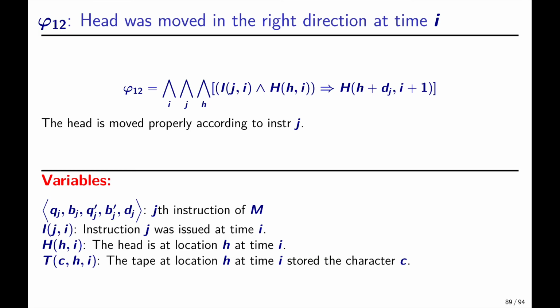what do we need in the final thing? That the head is moving correctly, right? So again, if we execute the transition J at time I, and the head is at location H at time I, then the head must be in the right location at time I plus 1, where this is the current location plus DJ. DJ is either plus 1, minus 1, or 0, right? And this is a version where we allow the Turing machine to stay in place, the head can stay in place. So that's it.